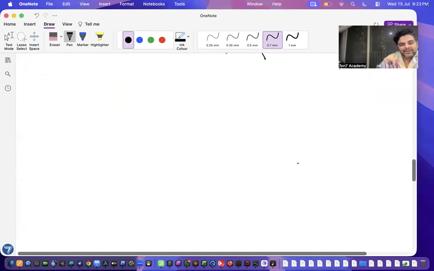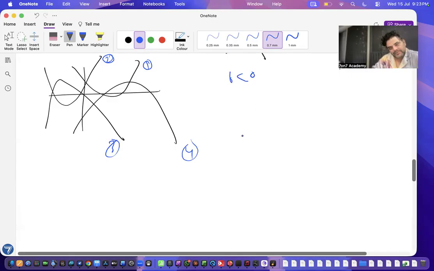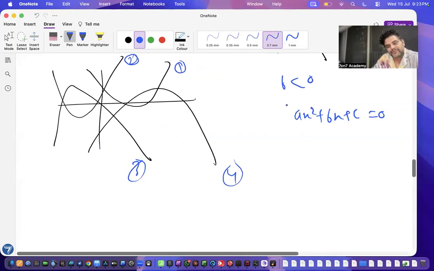Acha, can you tell me one thing? I have drawn one graph, two graph, three graph, four graph. This is one, this is two, this is three, this is four. Which graph has B negative? Question is like this. Agree? This is the equation, this is Y. Which graph has B negative?